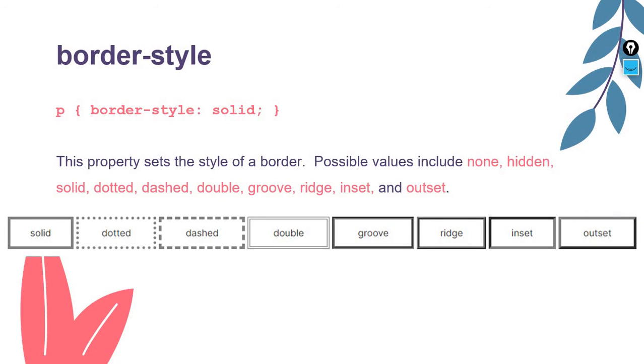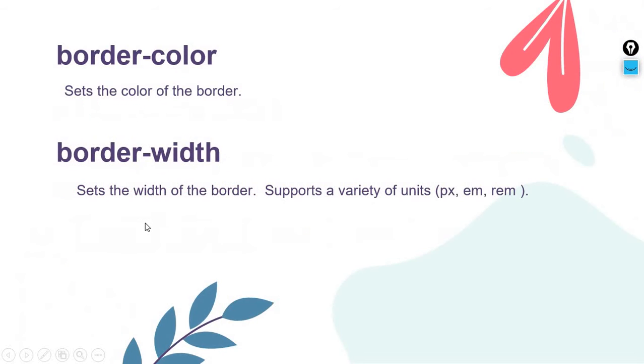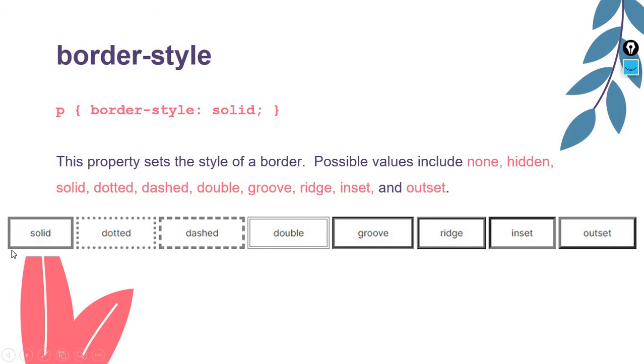So the first property is the border style. Here's how you can use the border-style property in your CSS. This property sets the style of a border, for which possible values include none, hidden, solid. For solid, this is how it looks. Then dotted, dashed, double, groove, ridge, inset, and outset.